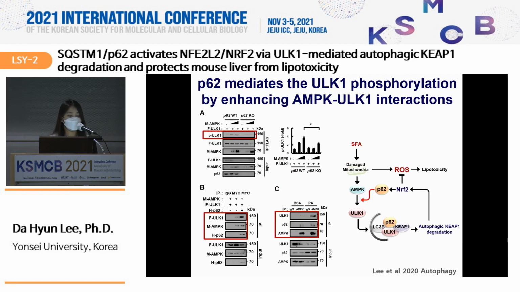I performed several immunoprecipitation experiments. Please look at panel A. AMPK-induced ULK1 phosphorylation is dependent on P62. And in panel B, P62 enhanced ULK1-AMPK interactions. And in panel C, this three-way complex binding of ULK1, P62, and AMPK is distinctly increased in response to palmitic acid. So I found out that P62 mediates ULK1 phosphorylation by enhancing AMPK-ULK1 interactions.